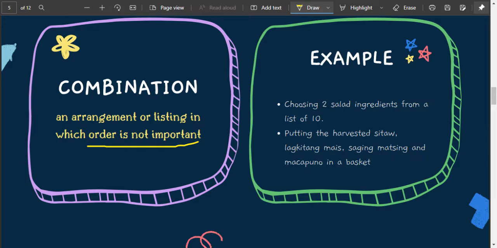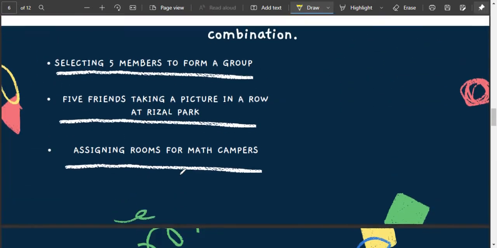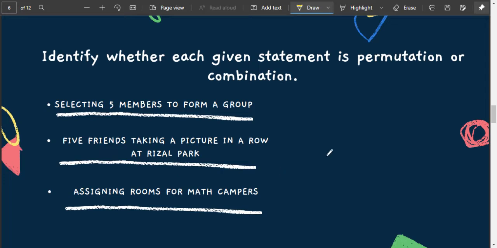So, sana nagigets ninyo. Now, let's proceed with this exercise. Identify whether each given statement is permutation or combination. Number one, selecting 5 members to form a group. Kapag ba sinabi ng teacher nyo na, form a group of 6, kasama ka, ikaw yung leader, mamimili ka ng 5 member, kailangan ba may pagkakasunod-sunod?